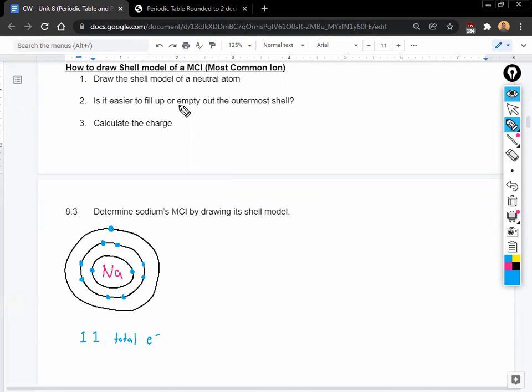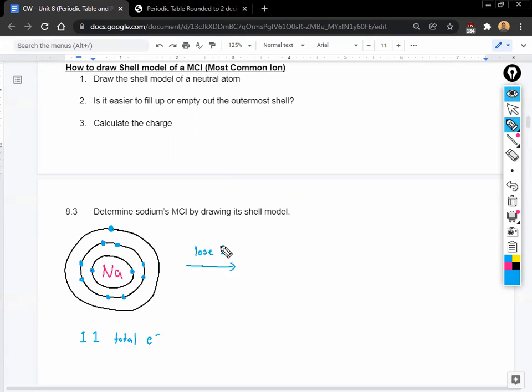Now we need to figure out, is it easier to fill up or empty the outermost shell? What do you think? Is it easier to fill up that 3rd shell or to just get rid of the electron? Yeah, get rid of it. Okay, so basically just the opposite of what Molly says. We want to lose 1.